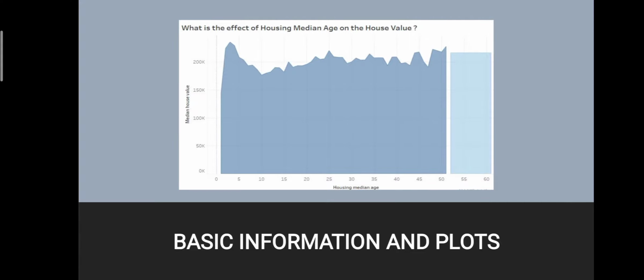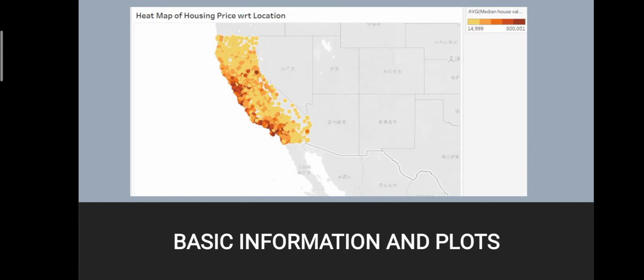Then we see the median age. The trend is almost stable among all the different ages. In other words, the median age doesn't have much effect on the house value. In this plot we use the longitude and latitude to show the relationship between house value and geographical location. It's clear that houses which are closer to the ocean have a higher median house value.